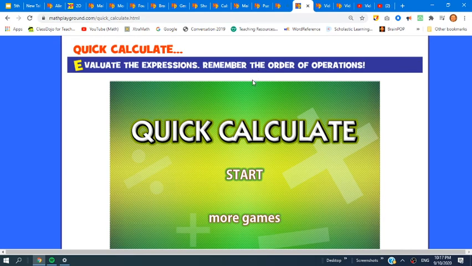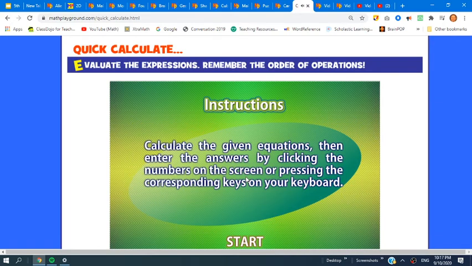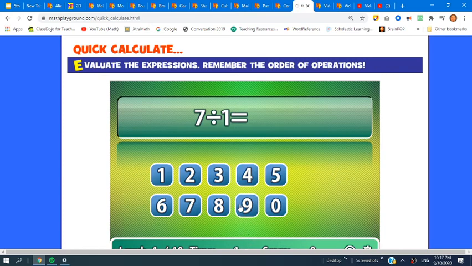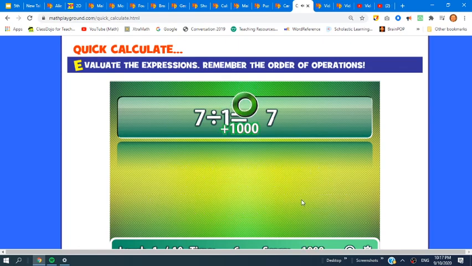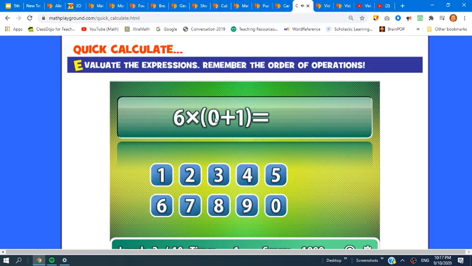This one's all about evaluating expressions, right? Order of operation. This is a concept that we did in class. So calculate the given equations, then enter the answer by clicking the next screen. So 7 divided by 1 is 7. Submit. Here's going to get harder. 0 plus 1 is 1, and then 1 times 6 is 6.